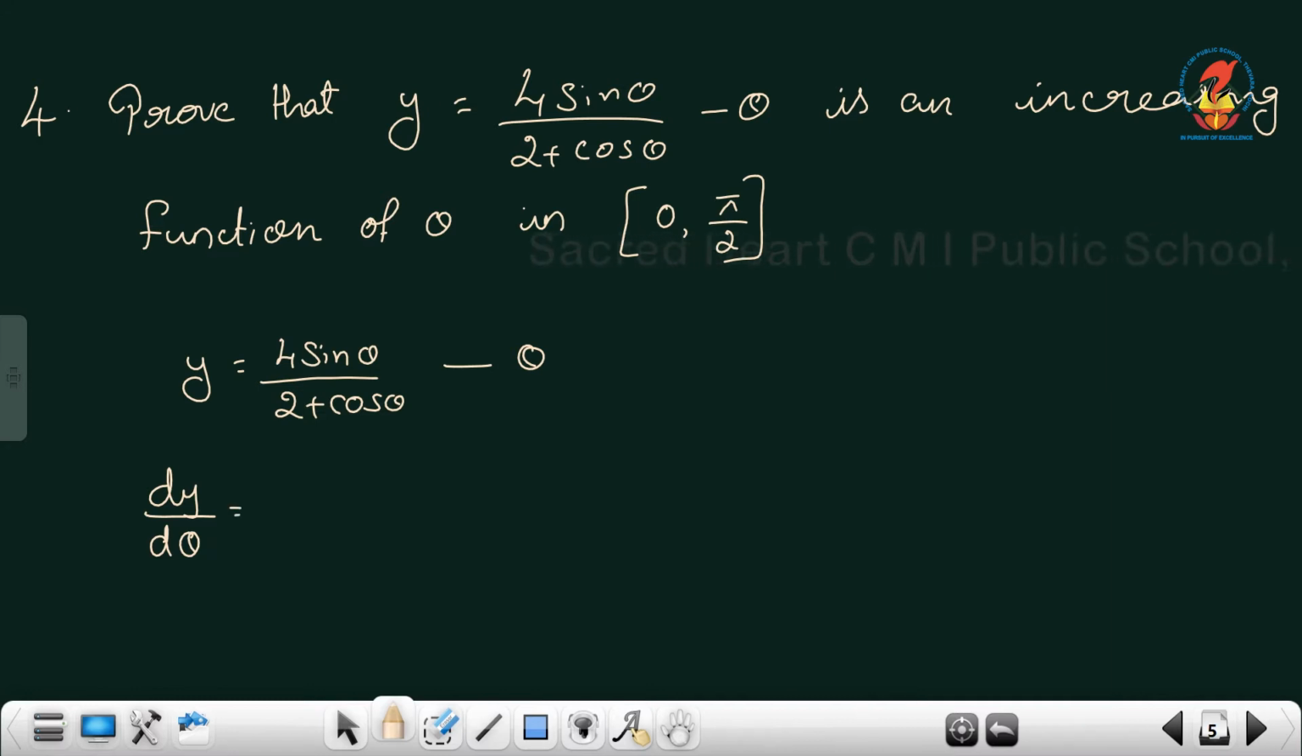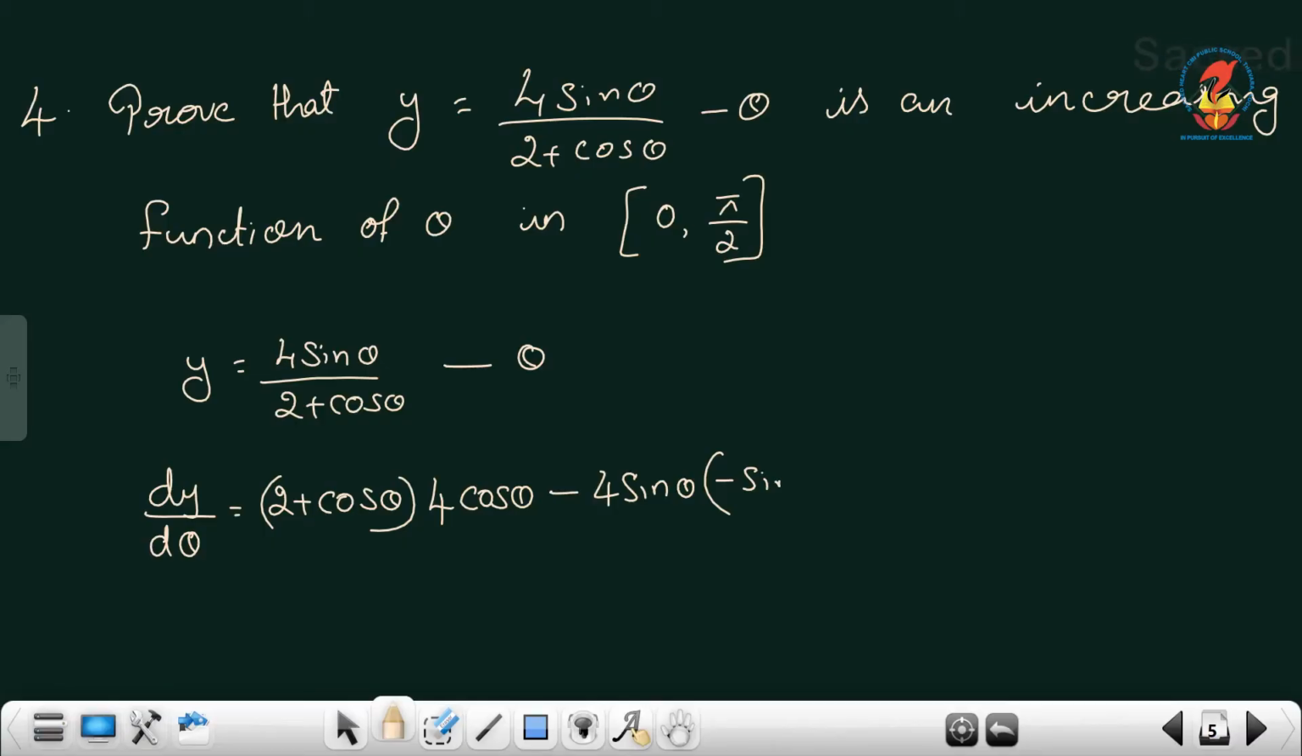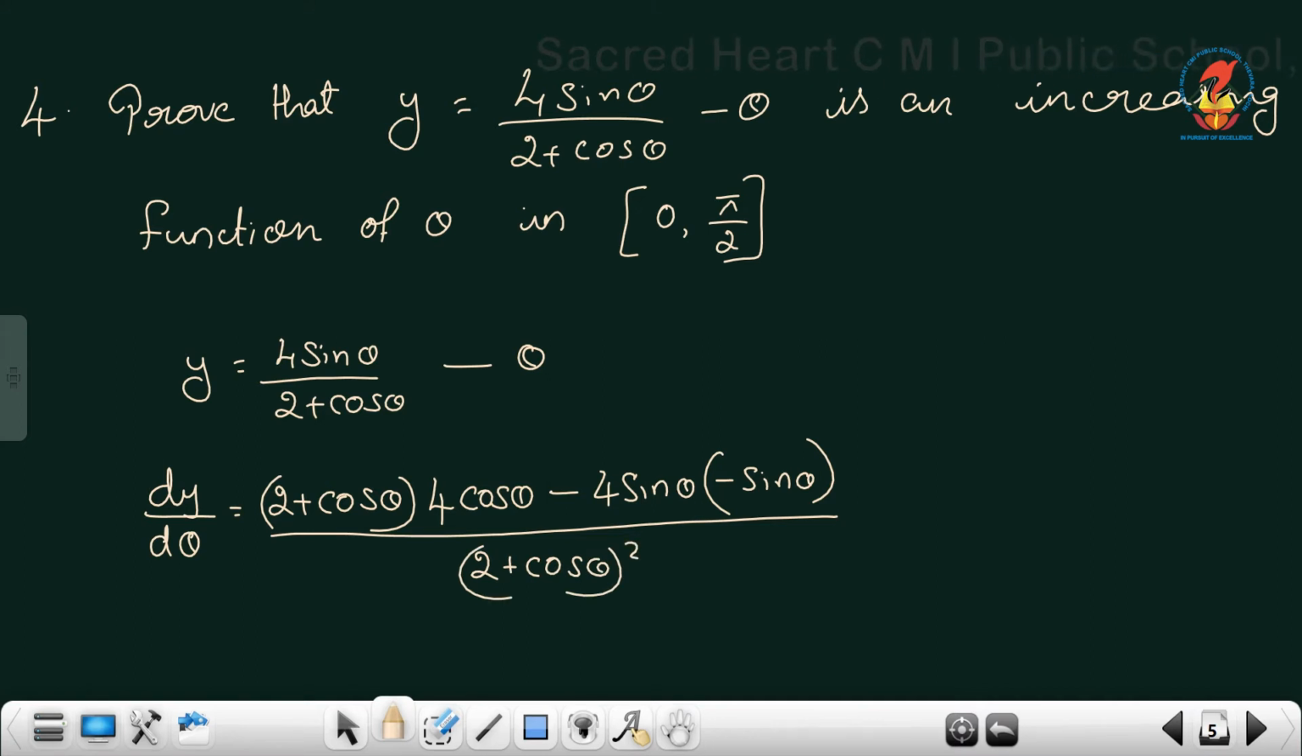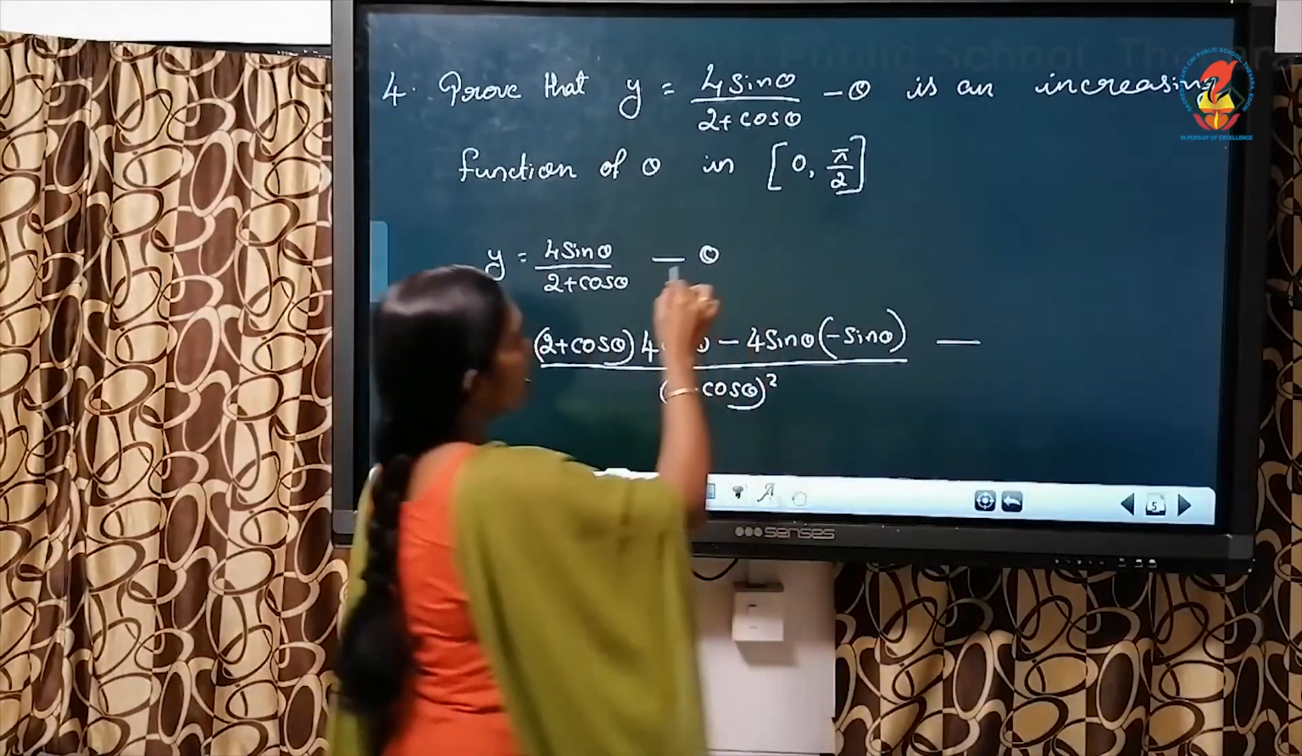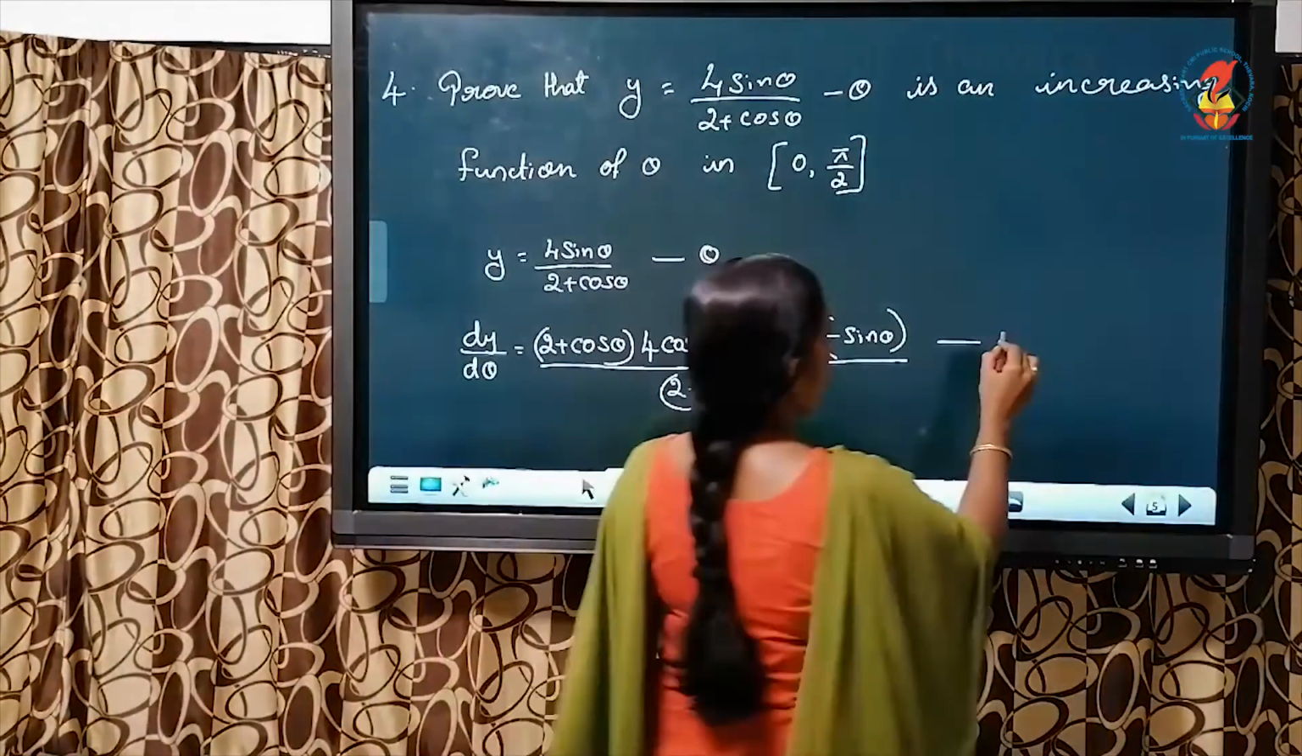Here we have to apply the quotient rule, since it is in rational form. The quotient rule is denominator into derivative of numerator. Numerator is 4 sin theta, derivative is 4 cos theta. Minus numerator into derivative of denominator. Denominator 2 plus cos theta, derivative is 0 plus minus sin theta. Then divided by denominator square. Then we have minus theta. What is the derivative of theta with respect to theta? That is 1.